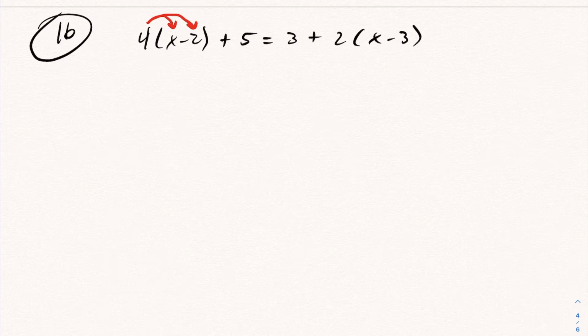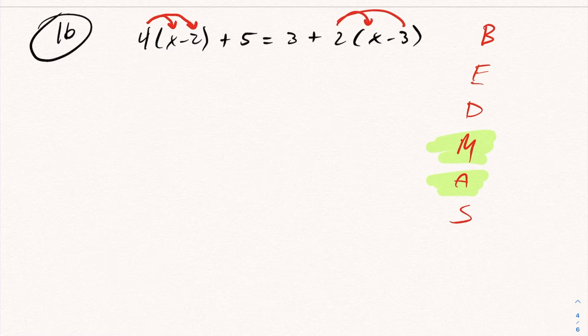If you're using your BEDMAS terms, you know that by doing the 3 and the 2, you're performing the operation of addition. But that happens after the operation of multiplication, right? If you follow BEDMAS, addition is all the way over here. We're taking care of multiplication first. So by doing so, I have to first distribute the 4 into your binomial, in which case I get 4x minus 8 plus 5 is 3 plus 2x minus 6.